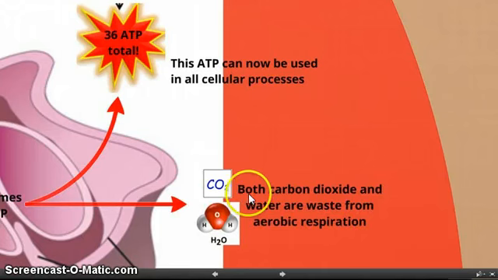And then we also have our carbon dioxide and our water, which are both waste products. It does not show it here, but as we talked about before in cellular respiration, we have 6 molecules of carbon dioxide and 6 molecules of water being made.